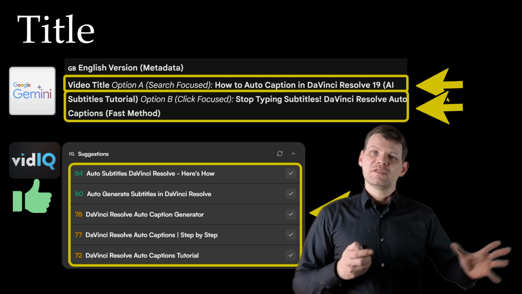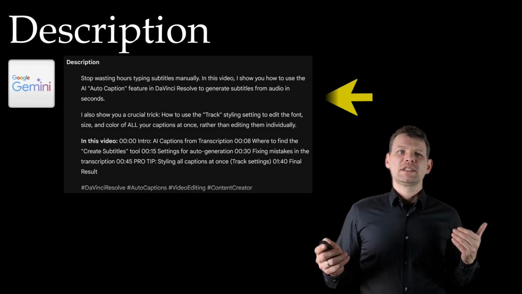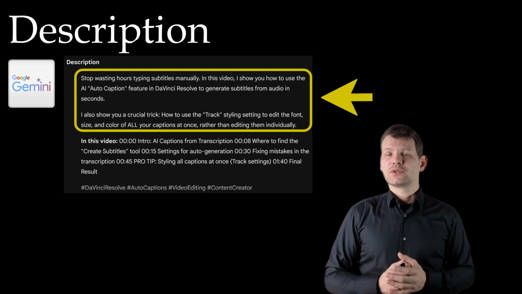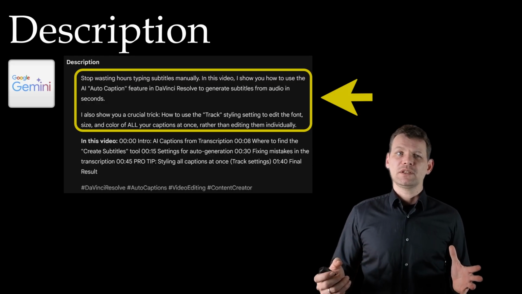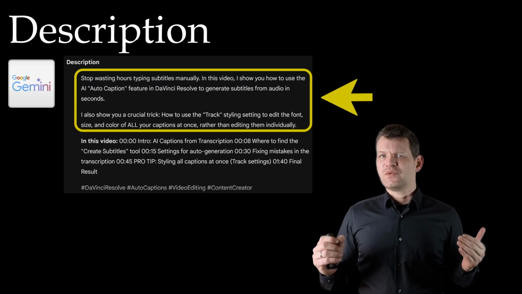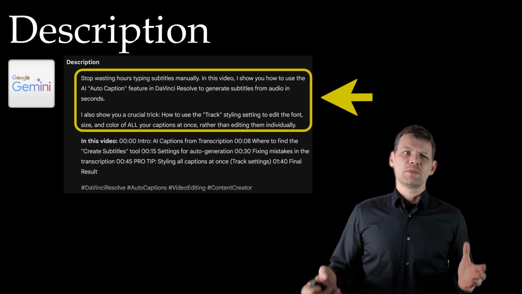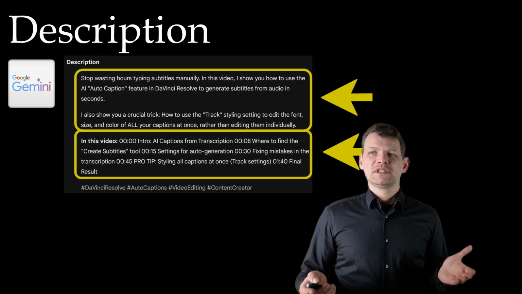I made another video where I talk a little bit more about how we can actually use Gemini to get feedback on the videos too. When we look at the description, I do like the description from Gemini. It's like, stop wasting hours typing subtitles manually. In this video, I'll show you how to use the AI caption feature in DaVinci Resolve to generate subtitles from audio in seconds. So it sounds pretty cool. And then it has some timestamps.